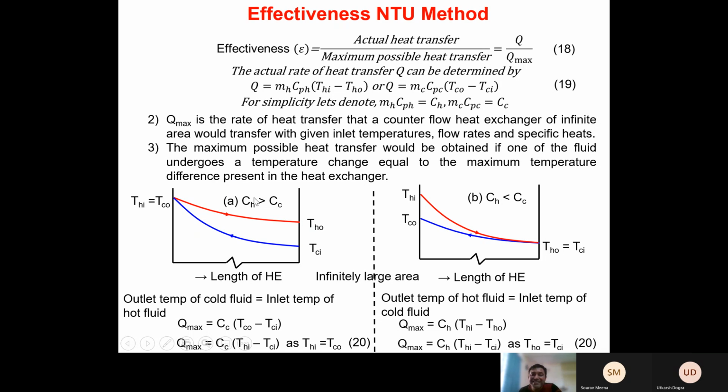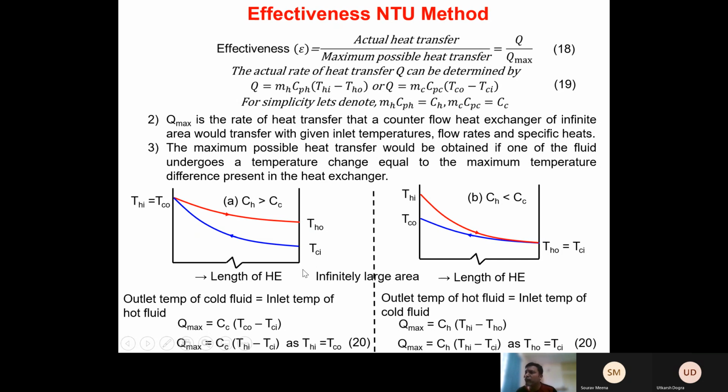The first case is when C_H is greater than C_C. So this C_H, the specific heat of the hot fluid and its flow rate, is defined as C_H here. If this C_H is greater than C_C, the rate limiting fluid in this case is C_C. So what happens in such cases? In such cases, the outlet temperature of the cold fluid actually reaches the inlet temperature of the hot fluid if I use an infinite length heat exchanger. That's why I have given a break here. This break shows that this heat exchanger is an infinite area heat exchanger.